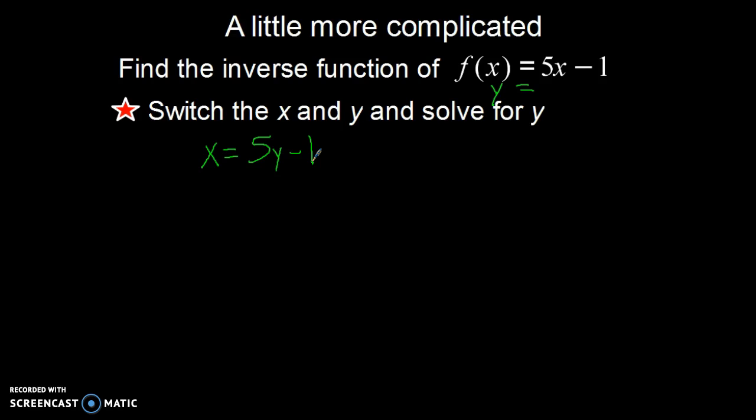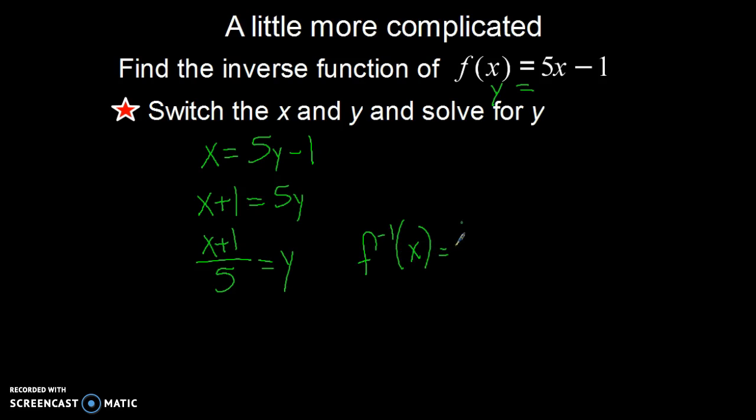So the first thing I have to do is add 1 to both sides. So we'll have x plus 1 equals 5y. And then we're going to divide both sides by 5. So we'll have x plus 1 divided by 5 equals y. So our inverse function is x plus 1 divided by 5.